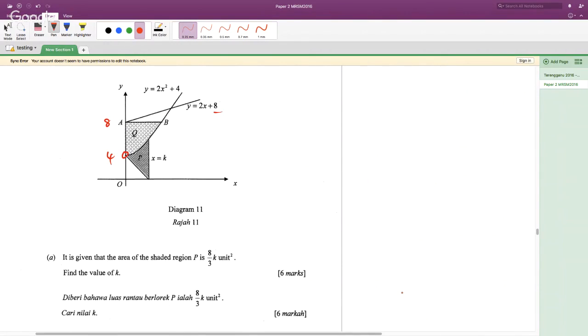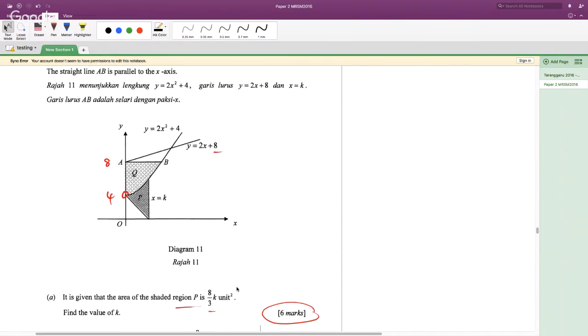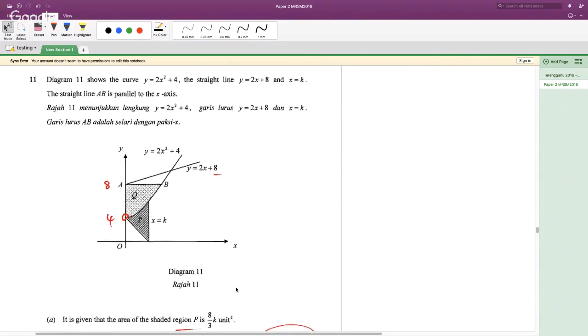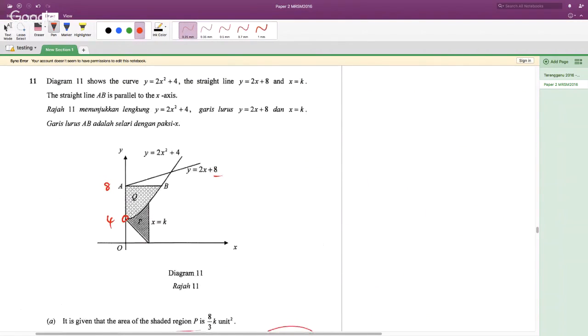Okay, then try to do the first one. It's given that the area of the shaded region P is 8 over 3k. It gives you 6 marks, so I assume it's not so easy. In order to get the area P here, I will integrate the curve from 0 to k. Then I will get the whole area here, minus the area of the triangle.